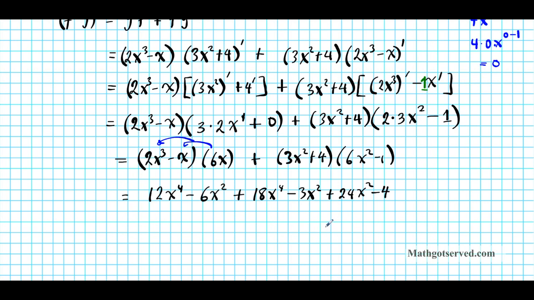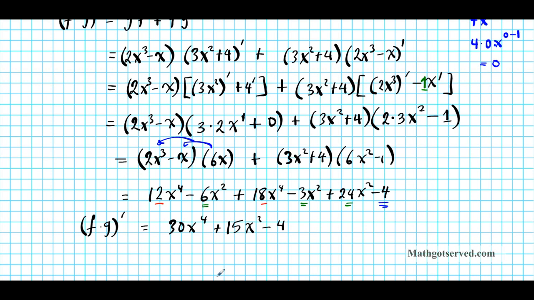Okay, so we can go ahead and combine like terms. Let's see what we can combine here. 12x to the fourth and 18x to the fourth can be combined to give you 30x to the fourth. And then negative 6x squared minus 3x squared is negative 9x squared, plus 24 is plus 15x to the second power. So plus 15x squared. And then last but not least, we have minus 4. Okay, so bring that down, minus 4. And this represents f times g prime, the derivative of the product of the two functions.